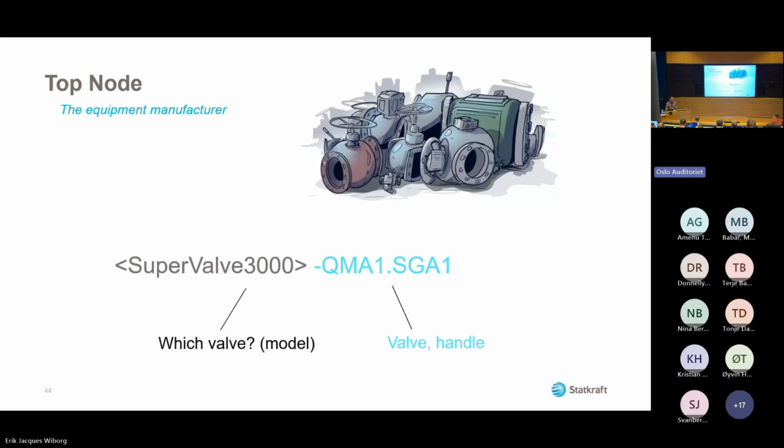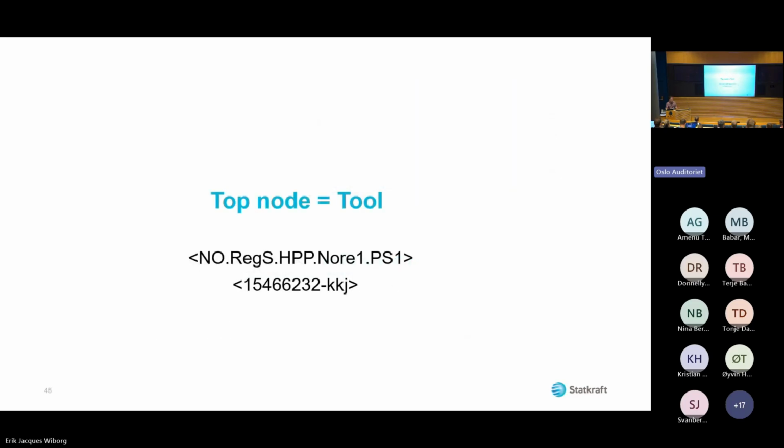So then you would use the top node for something different. You would maybe use it to designate a model so that you can have a standardized structure for a specific valve model. Or you can add your company name. You can do whatever you like, and that is the main message here regarding top nodes. It's a tool. There are no rights and wrongs in the usage of the top node. You can put whatever you want in it, just as long as it makes sense for you.